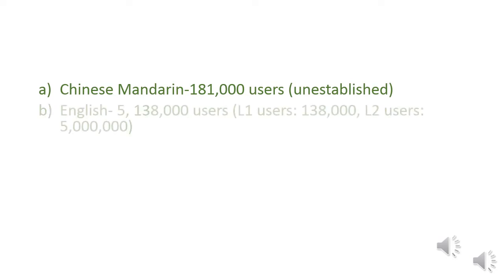Second is English, with 5,138,000 users, but it is divided into two groups, the L1 users and the L2 users. The L1 users are the people who speak English as their native language, meaning it is their mother tongue. It has 138,000. And L2 users number 5 million. These are the people who speak English as their second language, meaning it's not their mother tongue.